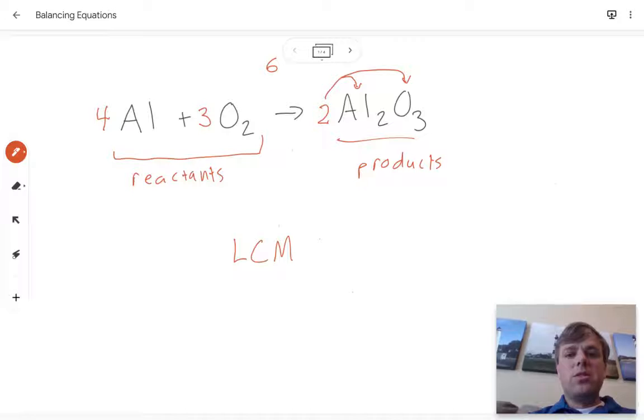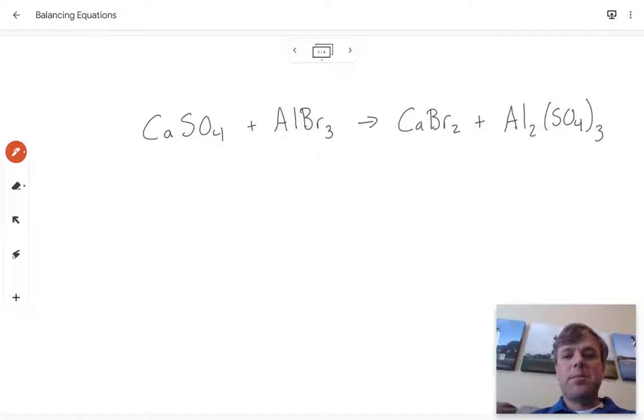Let's look at one that's a little more difficult here. In this one, our arrow is right here. And we've got calcium sulfate plus aluminum bromide makes calcium bromide and aluminum sulfate. So if we look, our calciums are equal on both sides. But we have 1 sulfate here, and we have 3 sulfates there. So the first step would be to put a 3 right there. And that gives us 3 sulfates.